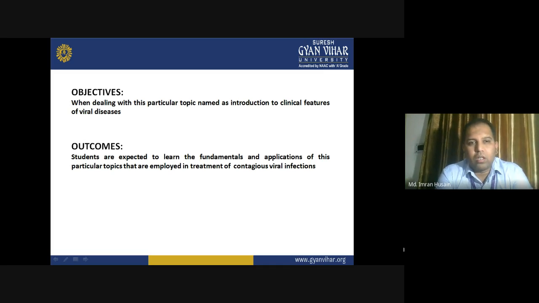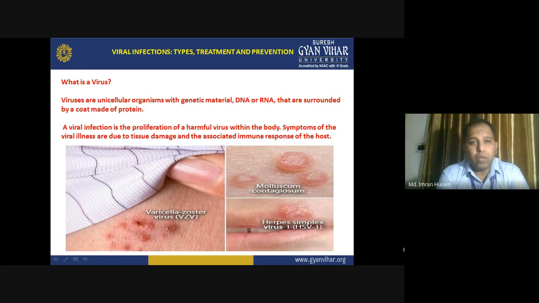So what do you expect out of this? What is the outcome? You will be able to understand the fundamental applications of techniques or the methodology that is employed in the treatment of such contagious viral infections, right? So what are the symptoms, what are the precautionary steps that need to be taken, that we are going to discuss in this topic. So viral infection type, treatment and prevention, we will study and understand all these things in this lecture.